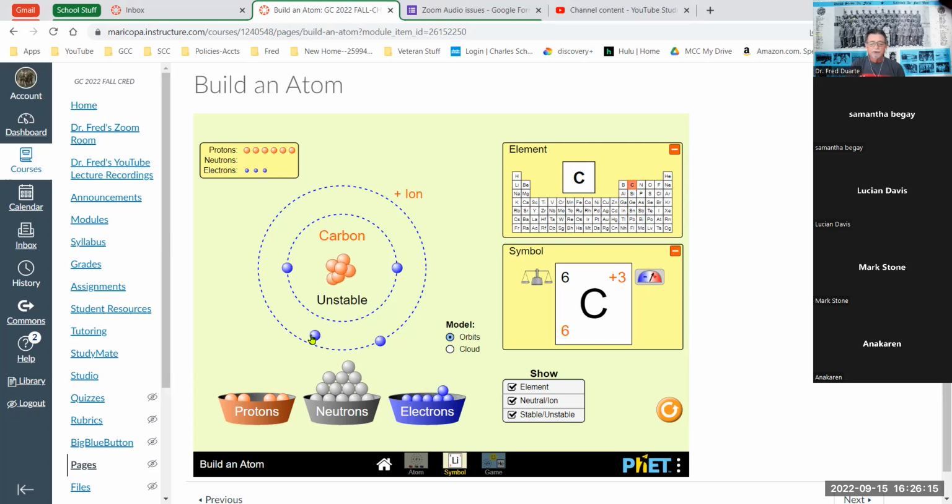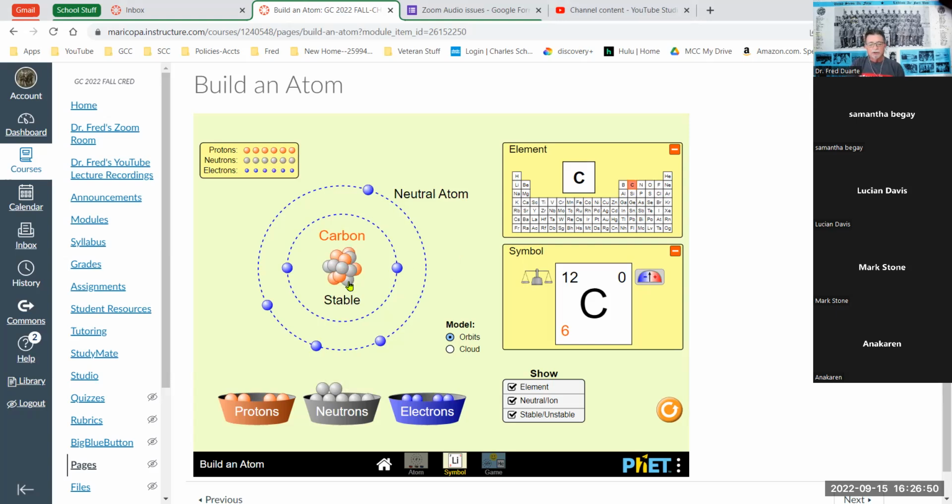So let's continue to add the appropriate number of electrons. We're still at the +2. We still need 1. Okay, so now we have neutral carbon. And normally, the most abundant isotope of carbon was carbon-12. So we continue to add neutrons, and here we are, the most abundant isotope of carbon is carbon-12.